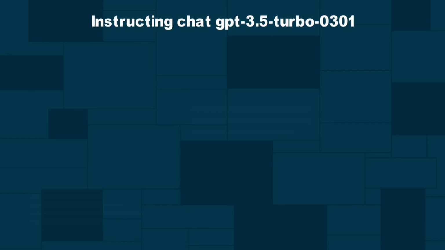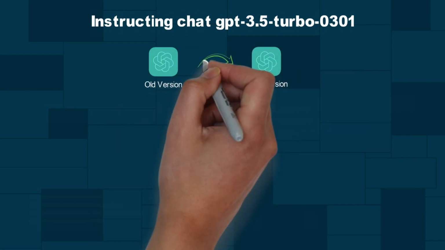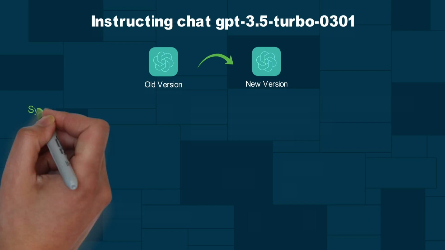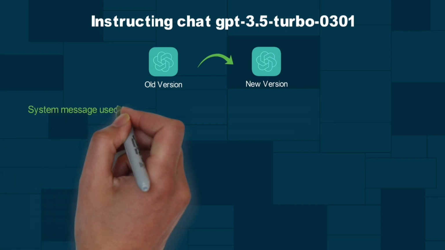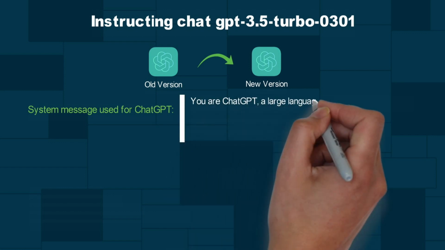Instructing ChatGPT 3.5 Turbo 0301. Best practices for instructing models may change from model version to version. The advice that follows applies to GPT 3.5 Turbo 0301 and may not apply to future models. Many conversations begin with a system message to gently instruct the assistant. For example, here is one of the system messages used for ChatGPT.